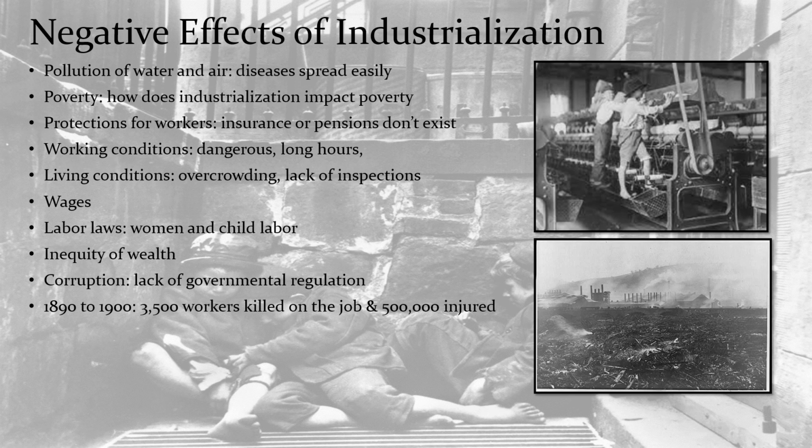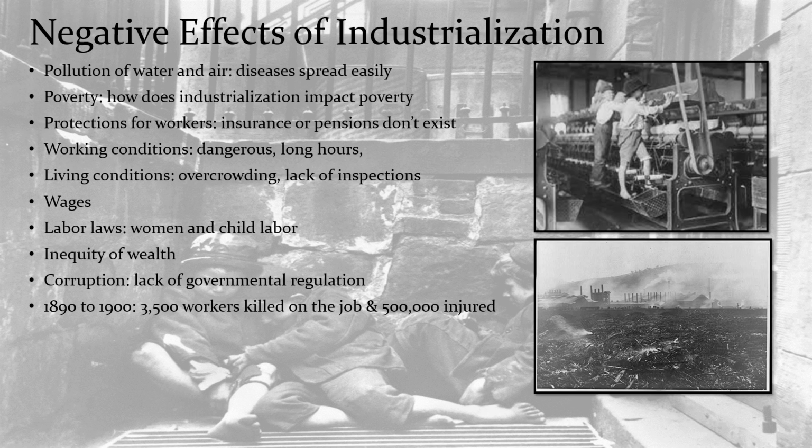Poverty, how does industrialization impact poverty? When you've got a company that's focused on profits and wants to reduce overhead, they're going to offer the cheapest wages possible, and there are no stipulations for welfare or insurance or any protections for workers. So this is how capitalism is allowed to kind of operate unrestricted.